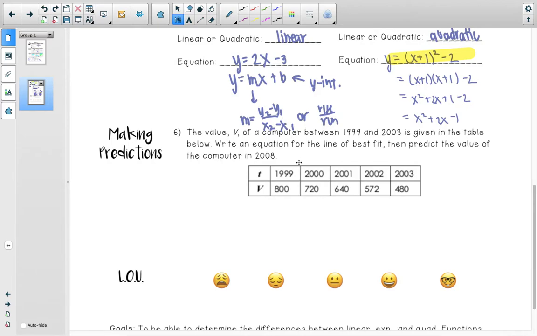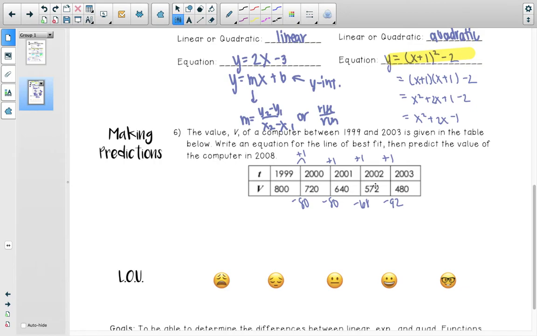So this is going up 1 every single time, so that's easy. Well, what's the difference between these? Remember, we're always going to try to figure out if it's linear first. So 720 minus 800 is obviously -80. And you do 640 minus 720, and you have -80. And if you do 572 minus 640, you get -68. Well, that's weird. And if we do 480 minus 752, you get -92. All right.